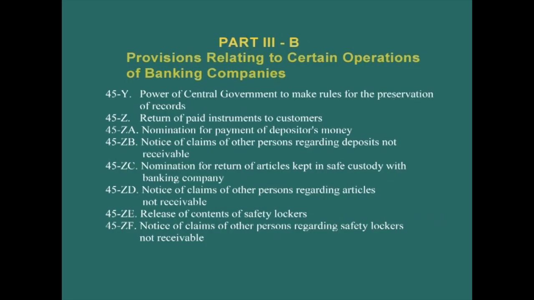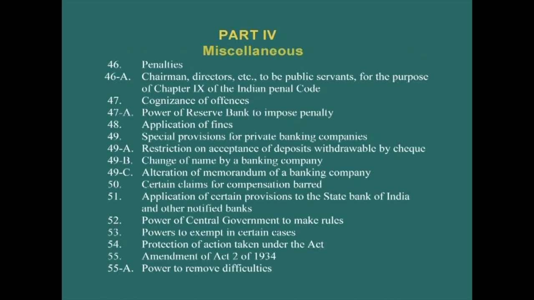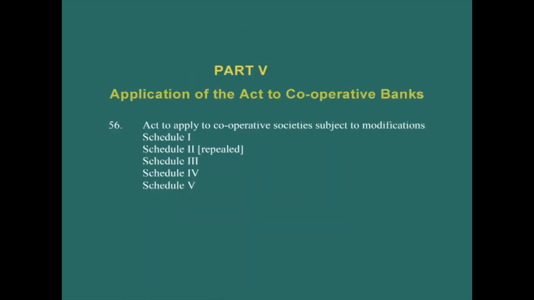Part 3B contains provisions relating to certain specific operations of banking companies under sections 45Y to 45ZF. Part 4 pertains to miscellaneous provisions like penalties, etc., under sections 46 to 55A. Part 5 relates to application of the Act to cooperative banks under section 56. This Act has 5 schedules containing various formats, and details have to be furnished by the banking institutions in these formats. The second schedule was repealed by the Act 36 of 1957.